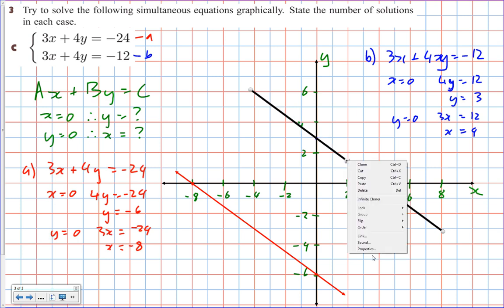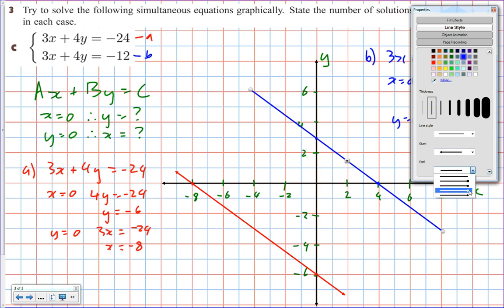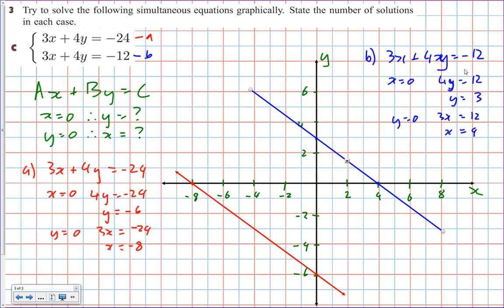Again, properties, make it blue, make it thinner, arrow at both ends, it is a continuous line. And what do we notice about those two lines? They're both parallel, so there's no solution.